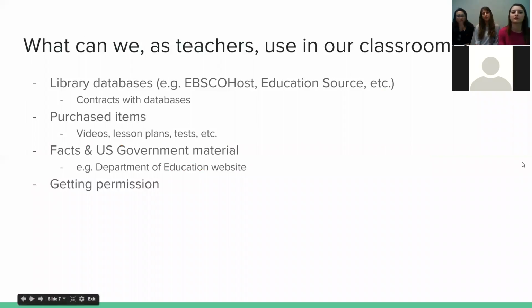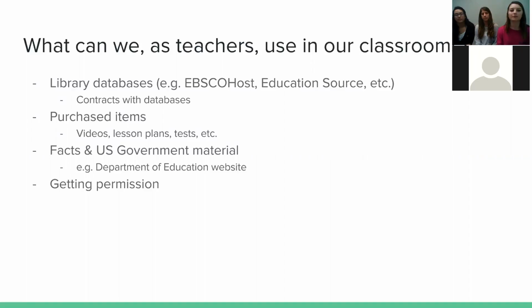So what can we as teachers use in our classrooms? Although there are some copyright issues, we can still use some of these materials. A really good resource that a lot of universities have set up in the past years is library databases, like EBSCOhost or Education Source. Libraries make contracts with these databases and pay, and then students can use the articles and prints for free. That's a really good resource for students and for teachers.